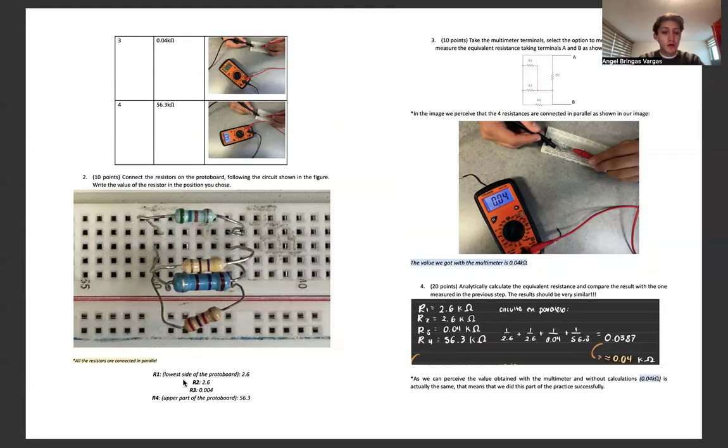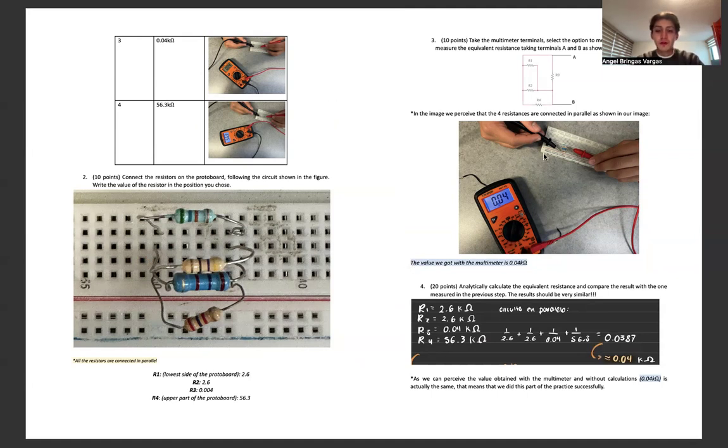After that, here I explained the order in which they are located. The one at the top is resistance 4, which has a value of 56.3, and here it's explained. And the one at the lowest side of the protoboard, as mentioned in this image, is the R1.